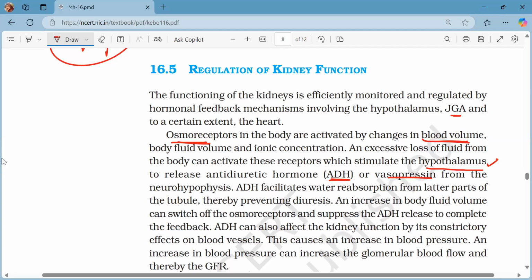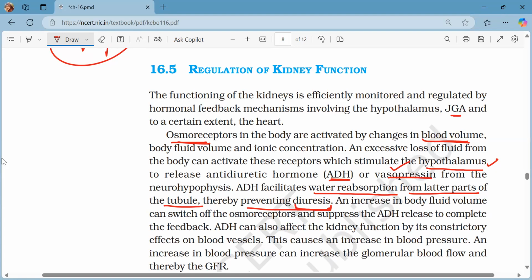Which gland is called the master gland? The pituitary gland. In the posterior pituitary, this hormone is stored and it gets released from there only. Now, what is the function of this hormone? It facilitates water reabsorption from the later parts of the tubules, and it prevents diuresis, meaning excessive loss of water from the body.